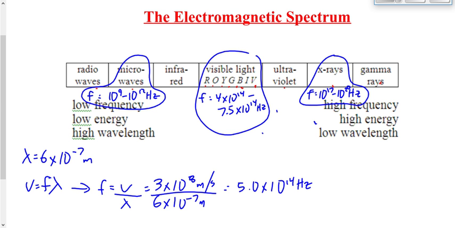So now we've got 14 different ranges that we've looked at. How many have we memorized? 3.